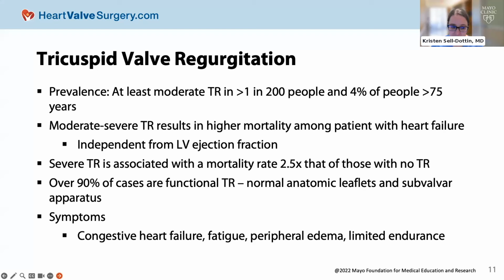Additionally, severe tricuspid regurgitation is associated with a mortality rate 2.5 times that of patients who do not have TR. Okay, so it's a big deal, but what do we do about it, right? So over 90% of these cases are functional tricuspid regurgitation, or that first category we talked about. And there are a number of symptoms that patients can develop: congestive heart failure, fatigue, peripheral edema or swelling, limited endurance, but also we can end up having both kidney and liver dysfunction related to this as well. Next slide.